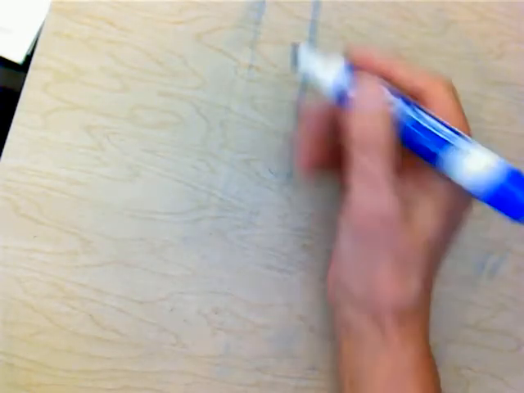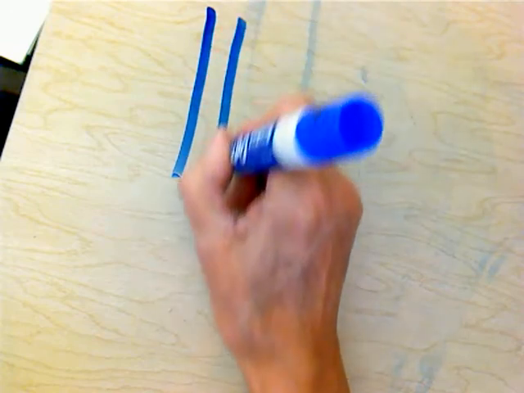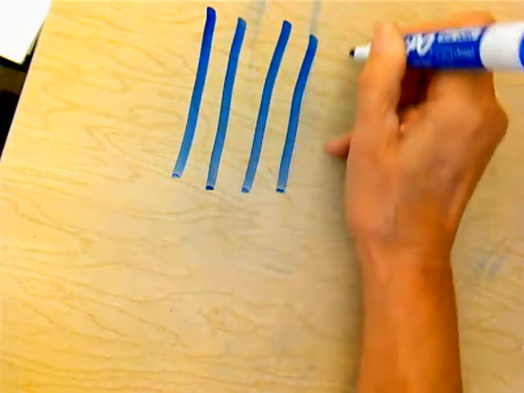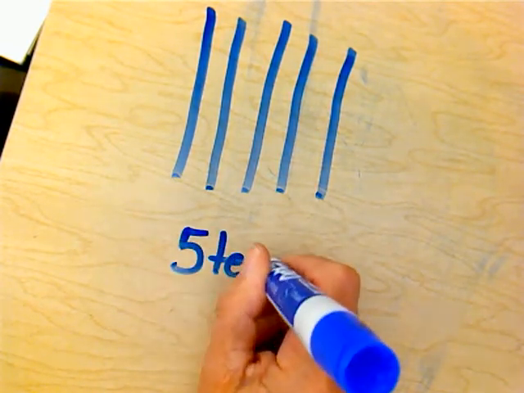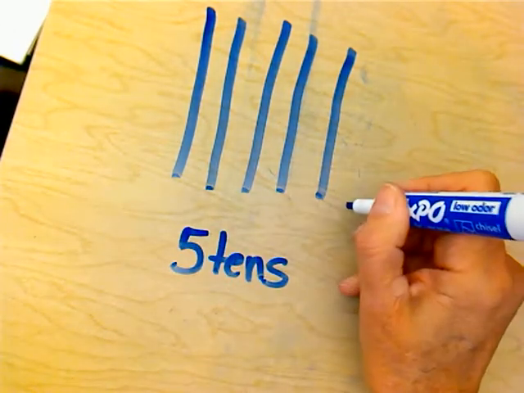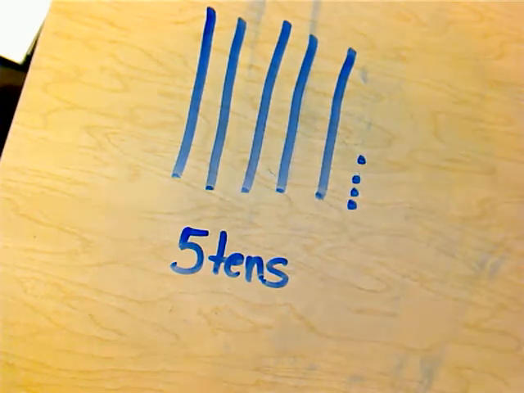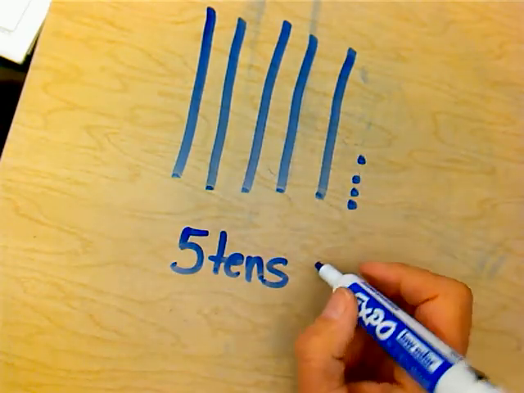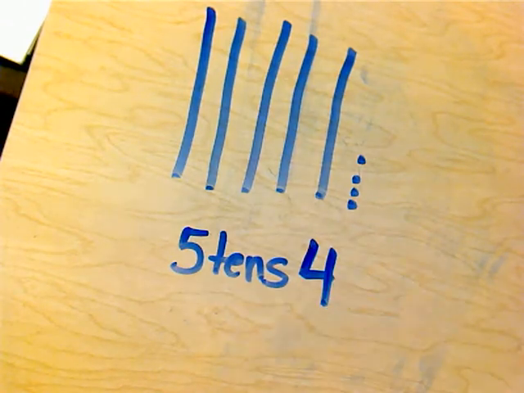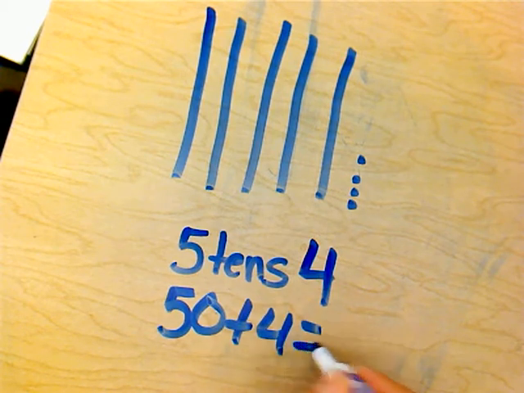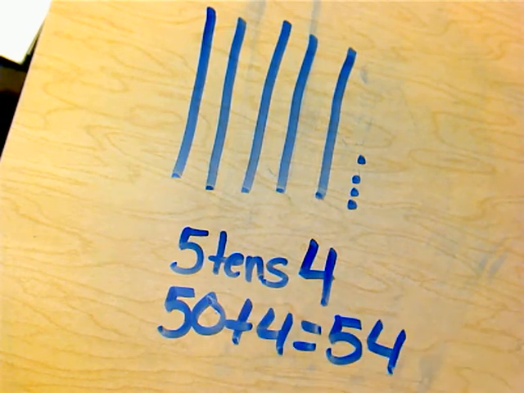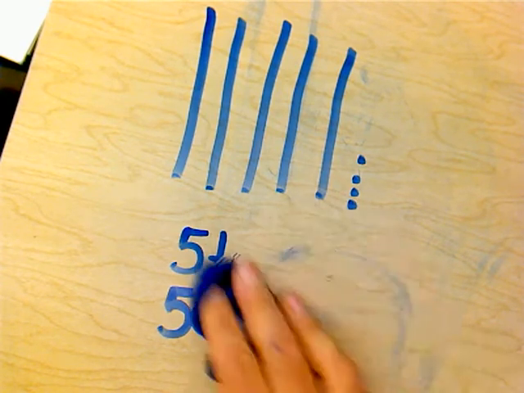Let's try another one. Oh, my desk is getting kind of messy, isn't it? Let's draw 1, 2, 3, 4, 5 tens this time. So that would be 5 tens, which would be 50, and 1, 2, 3, 4. So I've got 5 tens and 4, which would be the same as 50 plus 4 equals 54. Do you see that? Okay, you could try drawing a couple of those on your own.